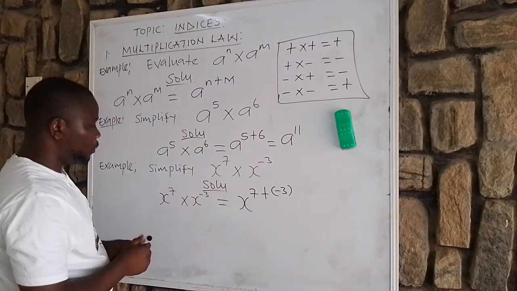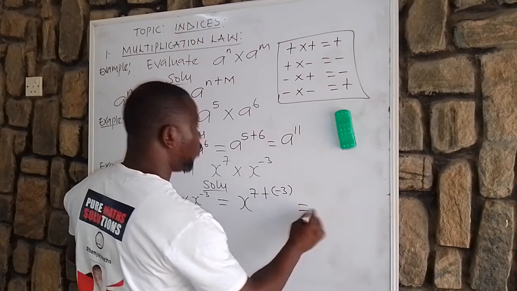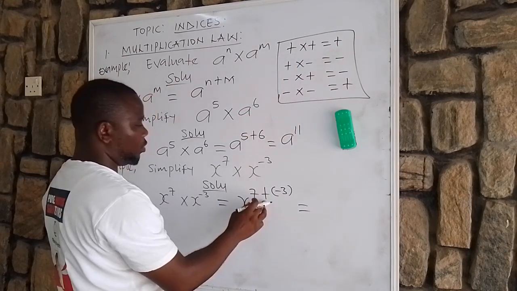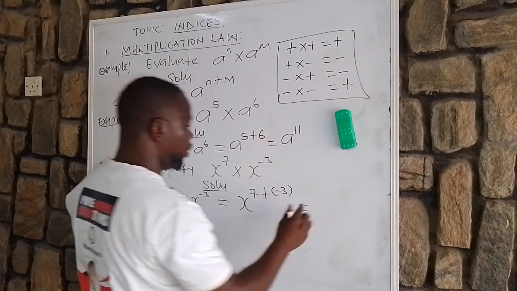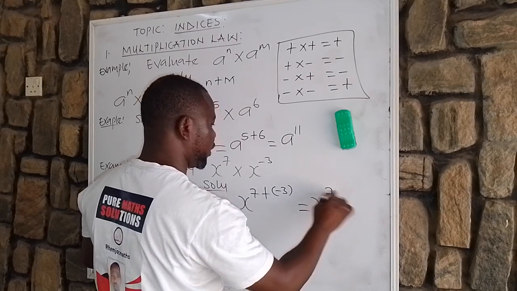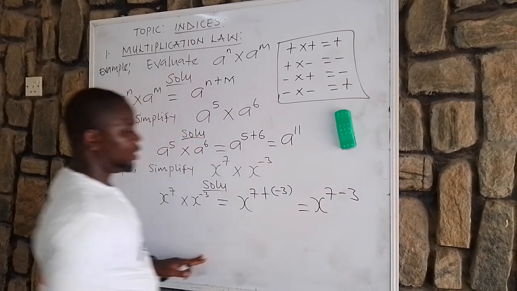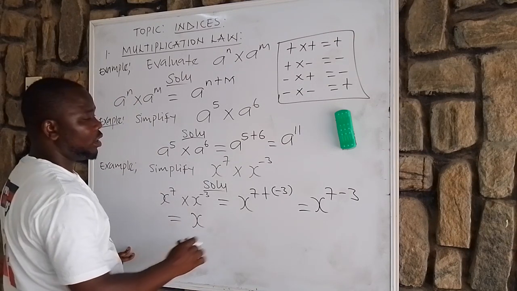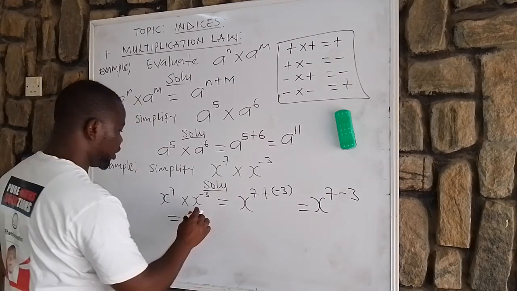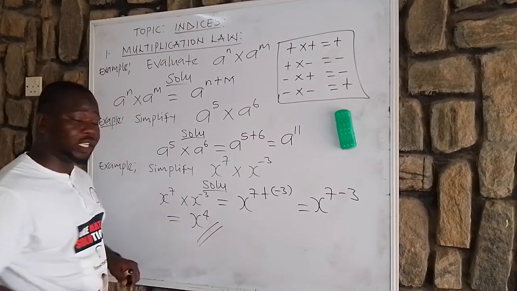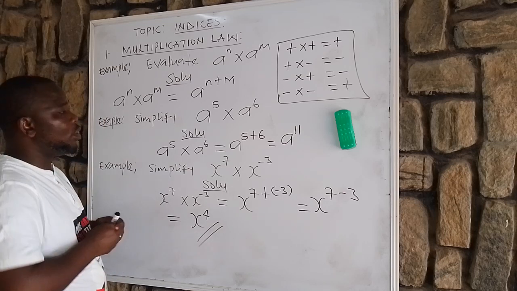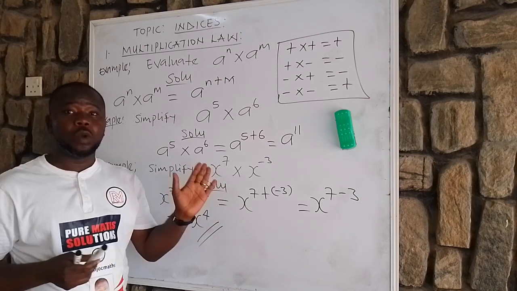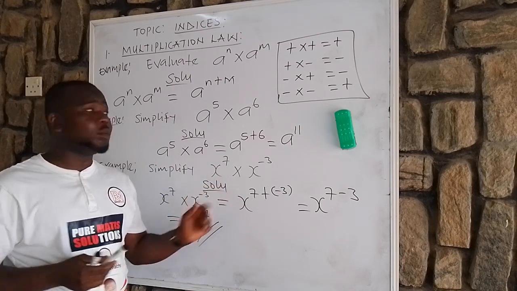So now you don't need a prophet to tell you. It means with this, we are following this. Plus times plus, plus. Plus times minus, minus. So it means x raised to the power of 7 minus what? 3. So this is equal to x raised to the power of 7 minus 3, which is 4. Do you agree with me? So this is how you are going to use the multiplication law. Is that clear? You will use the multiplication law.